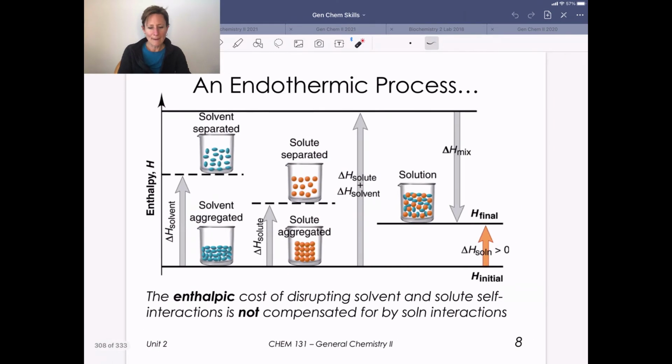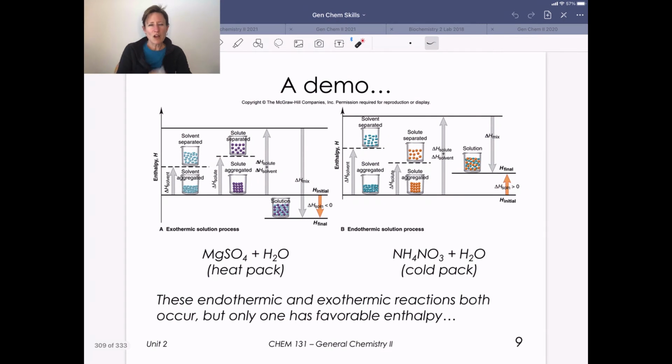Let's look at the flip side. What if we had a situation where our costs, the cost of separating solvent particles and separating solute particles, was larger and could not be compensated for by the enthalpy of putting them back together? In that case, our solution would actually get cold because it would have to pull in extra energy from the environment in order for this process to happen. We'd say that this process is endothermic. Okay, so we can have both of those situations, but this one seems a little bit odd because it seems like we're going uphill. Okay, so we'll talk about that in a little bit.